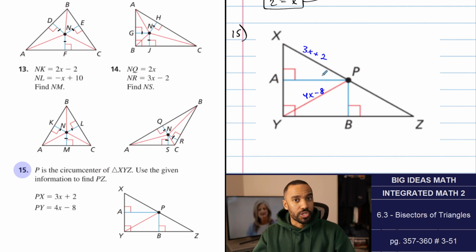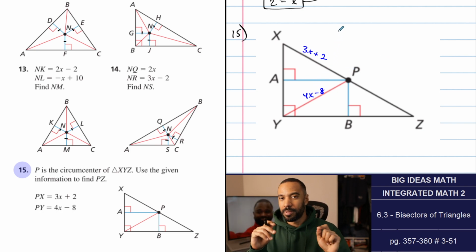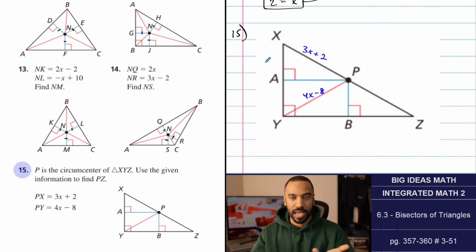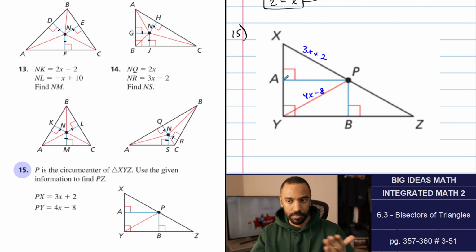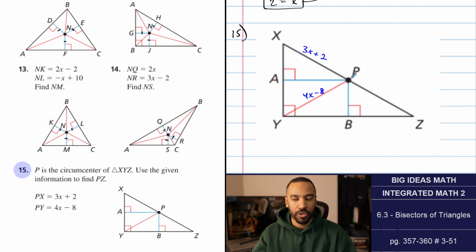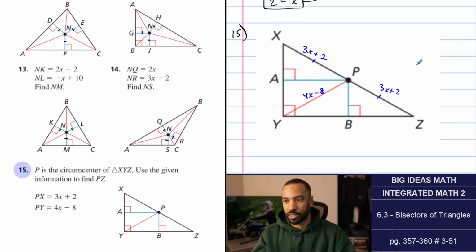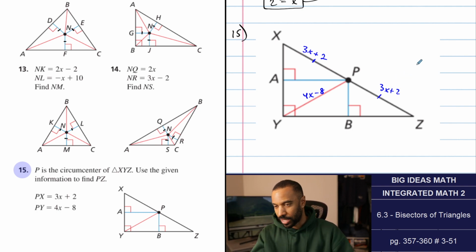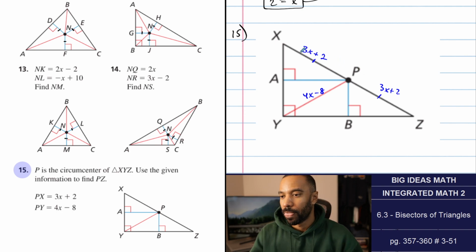Number one, they're talking about circumcenter, which means it's where the perpendicular bisectors intersect at that point of concurrency right here. Okay, so the blue ones, and there would be a third blue one, but it's at P, so it doesn't really matter. But when you talk about perpendicular bisectors, P also is a midpoint of here. So if this is 3x plus 2, this is also 3x plus 2. That's really something to keep in mind there, right? Both of those being 3x plus 2.